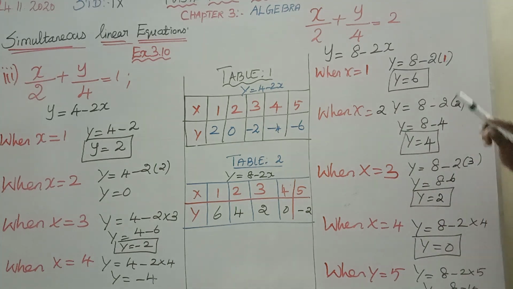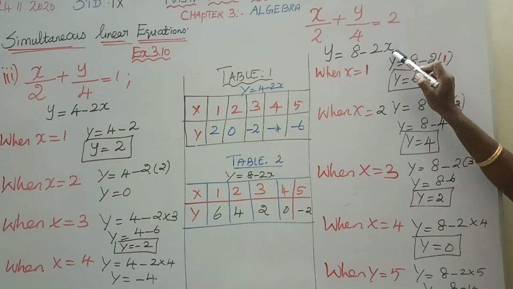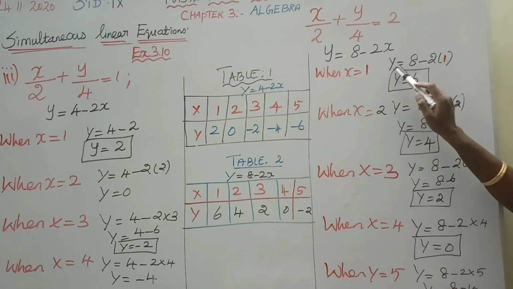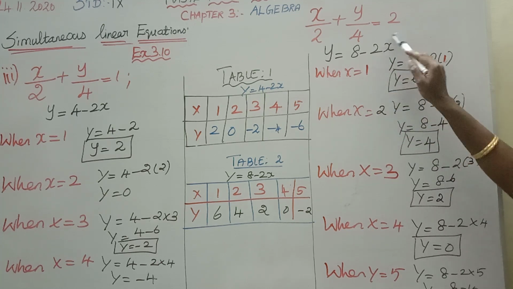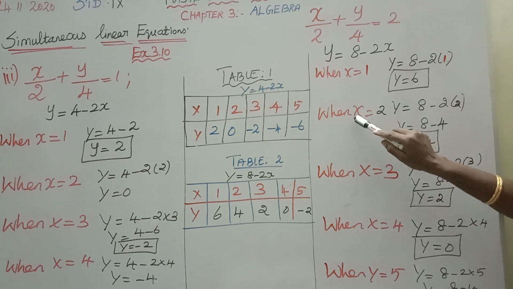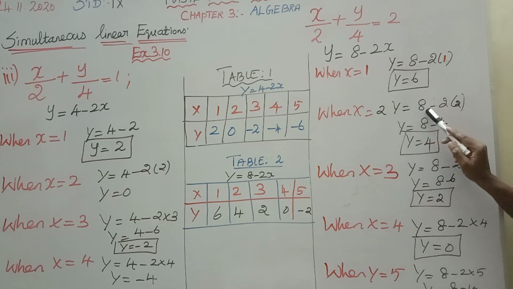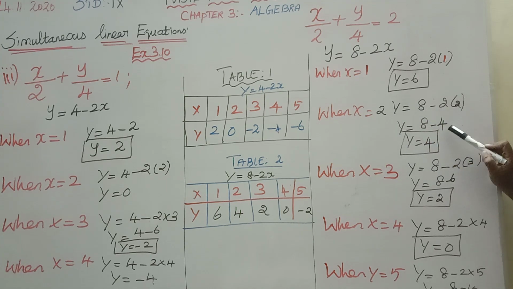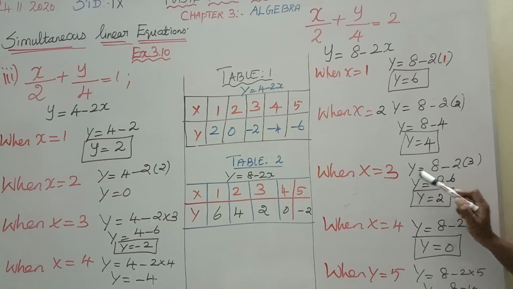So 8 minus 2x. When x is equal to 1, y is 8 minus 2 into 1, right? 2 ones are 2, so 8 minus 2 gives 6. Next, when x is equal to 2, y equals 8 minus 2 2s are 4, so 8 minus 4 is 4. When x is equal to 3, y equals 8 minus 2 into 3, 6.